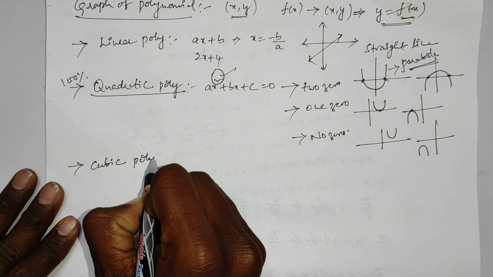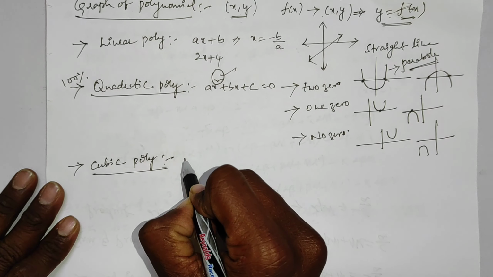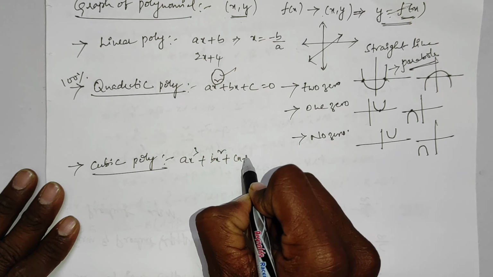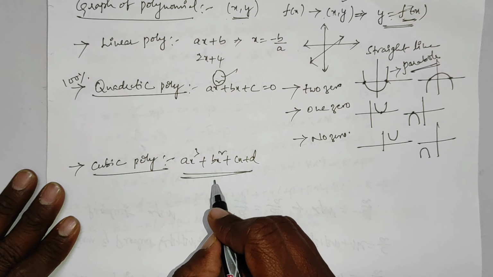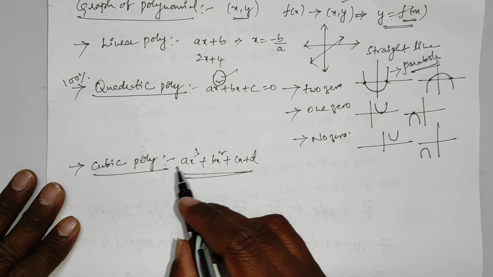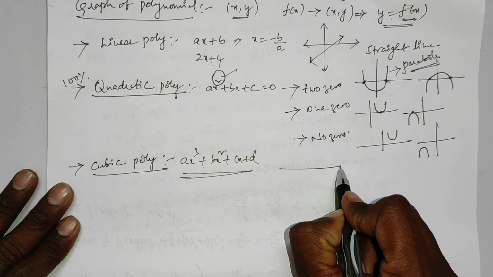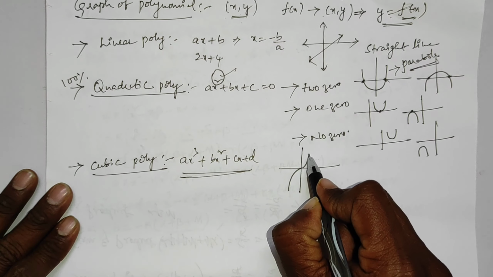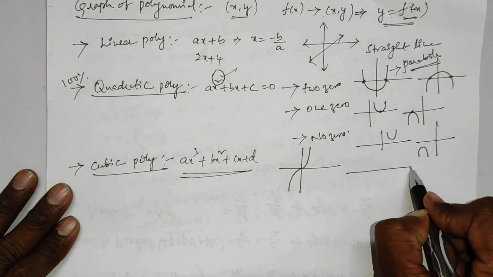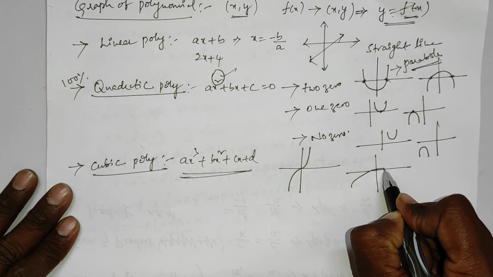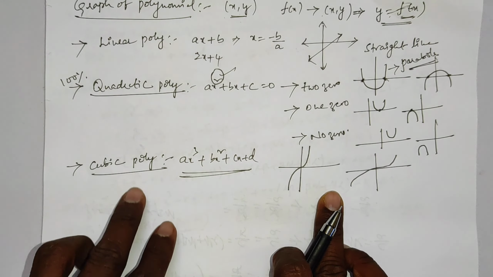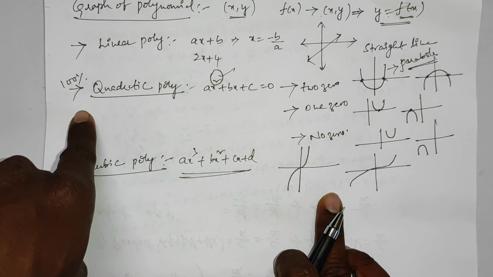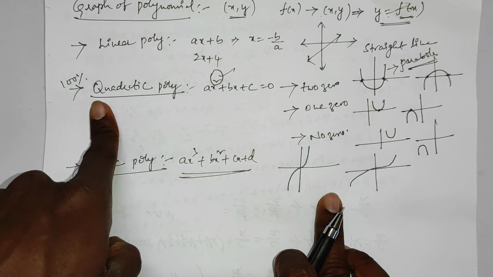Cubic polynomial. We know the general condition. The standard form is ax cube plus bx square plus cx plus d, the standard form of the cubic polynomial where a is not equal to 0. In this type you will get maximum 3 zeros, and the nature of the graph is a curve shape, a bending shape, like this.